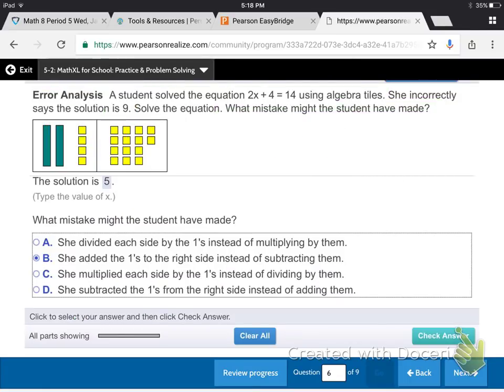Okay, moving on. A student solved another error analysis. So it says a student solved the equation. Oh, never mind. It's the same problem. So here's our answer down below. She added 1s to the right side instead of subtracting them. That's exactly what we just said, right? She added the 4 instead of subtracting the 4.